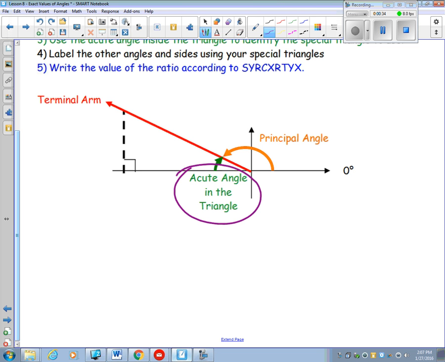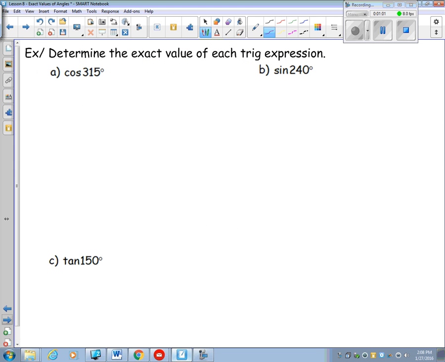So even though we measured this principal angle out here, let's say this was 120 degrees and went around to there, we would actually use what's inside. So if that's 120, what's remaining over here, that's 180, this would have to be a 60. That will tell me which special triangle to use. Okay. Once we're done that, everything else remains the same. Special triangles, label your sides, and then use your SOH CAH TOA to figure out what the exact value of a ratio is.